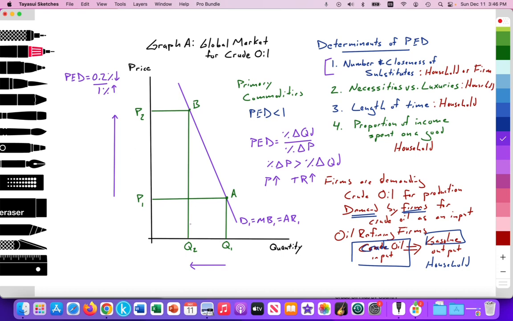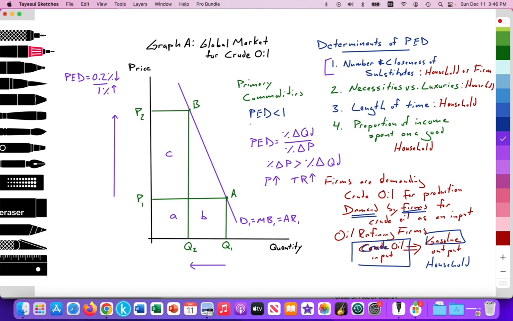Okay. So let's also label a few areas here. I'll label this area A, B, and C, and then I'm ready to begin to analyze this for a Paper 1 exam. So let's go ahead and analyze this as we would for our exam. As can be seen in graph A, we're looking at the global market for crude oil. We're measuring price on the y-axis and quantity on the x-axis. We have a downward sloping demand curve labeled D1, equal to our marginal benefit, also equal to the average revenue.